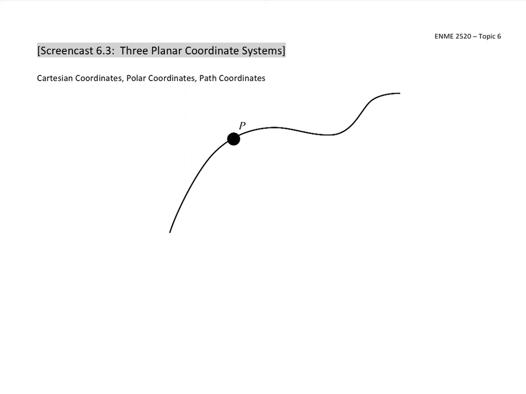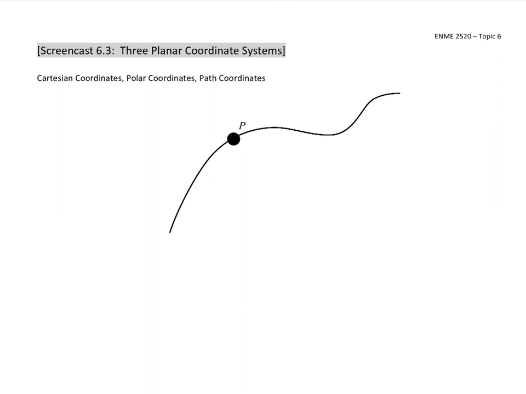Let's define three different planar coordinate systems that will come in handy in this class. So the first will be Cartesian coordinates, which hopefully you're familiar with by now. That's what we've used so far. And then we'll introduce two new ones, polar coordinates and path coordinates. We'll use the trajectory of particle P along this path to demonstrate each of these coordinate systems.